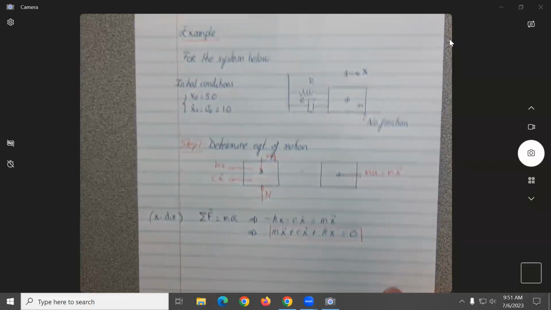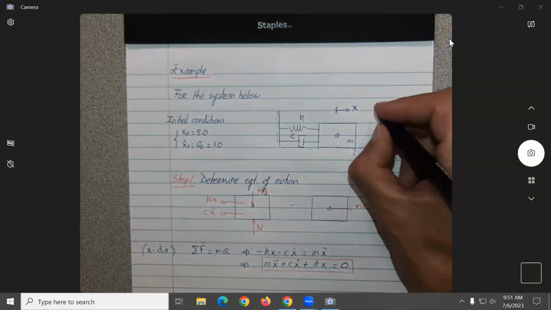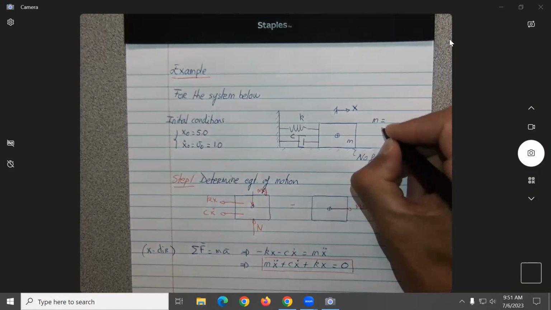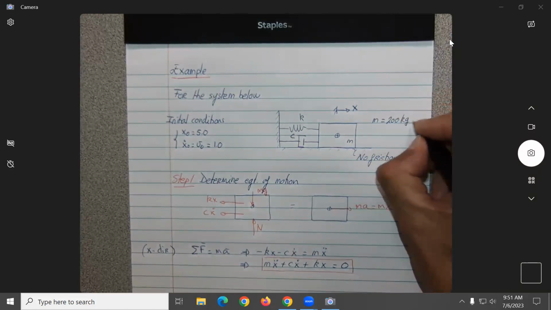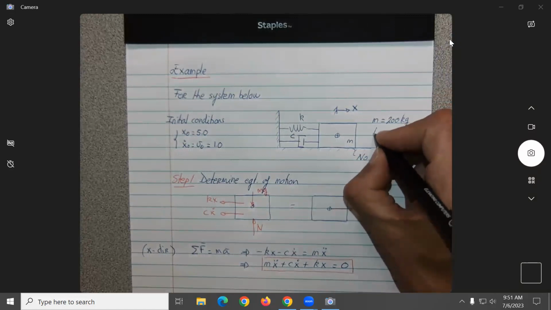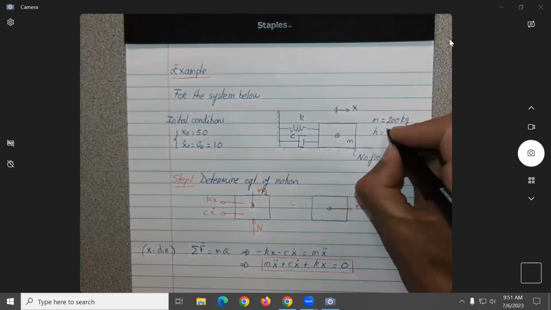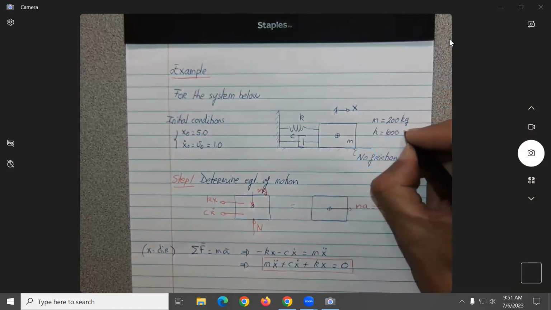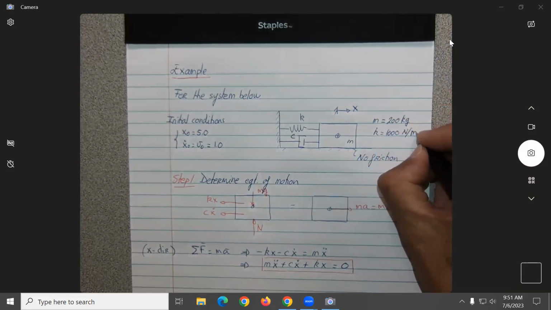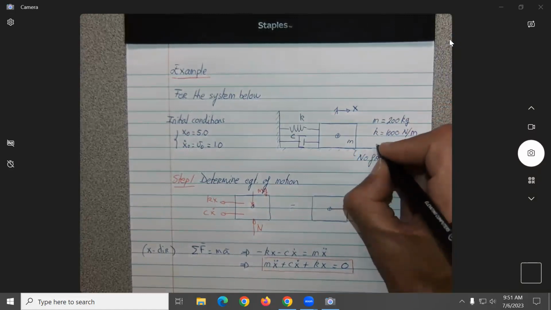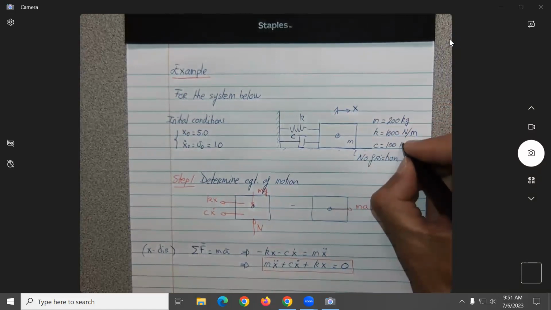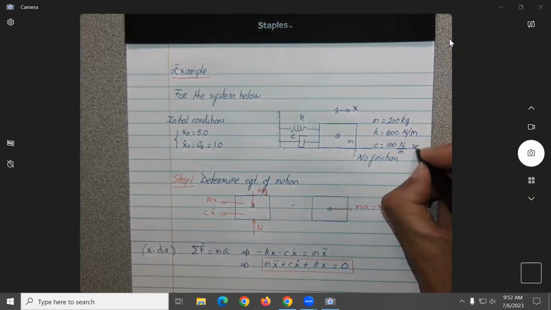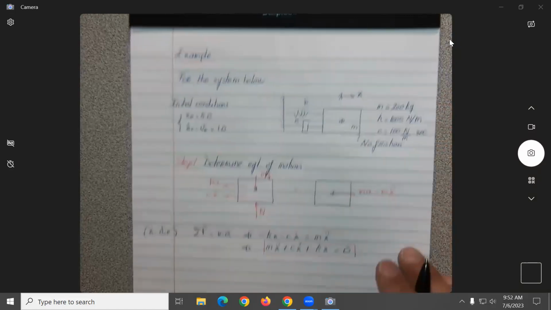Okay, so let's give some data to this problem I forgot to give you here. Let's say that the mass is 200 kilograms. The spring has a stiffness of 1,000 Newton meters. And that C is, let's say, 100 Newtons meters second.